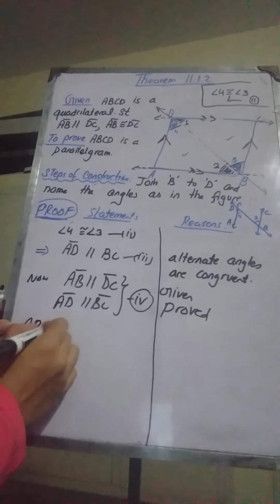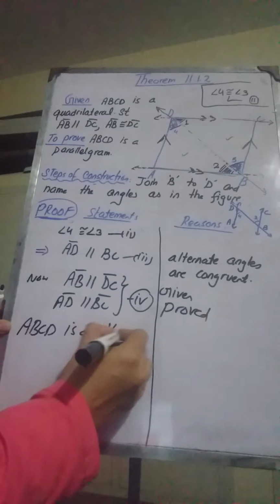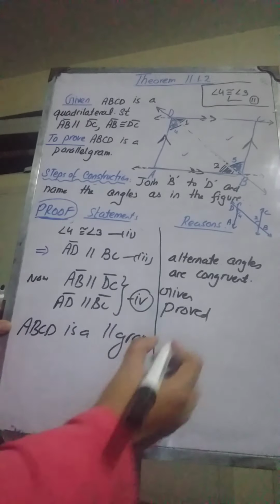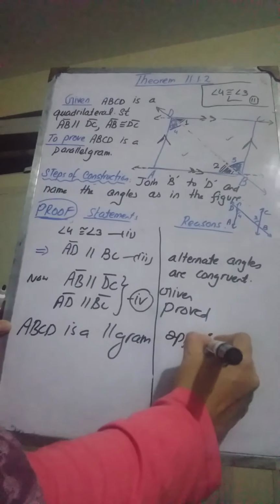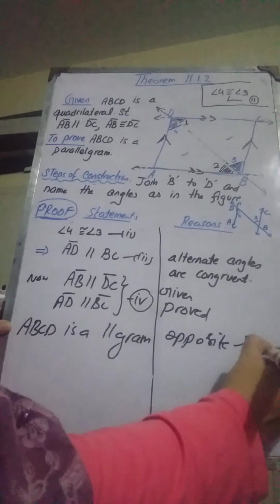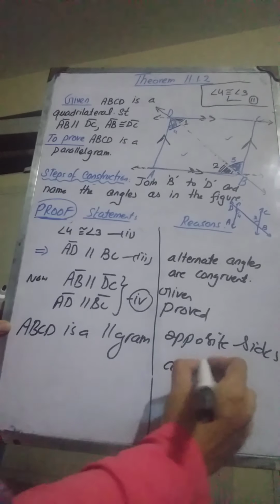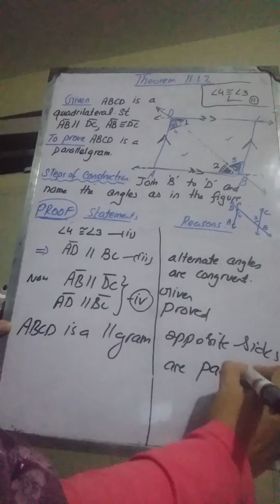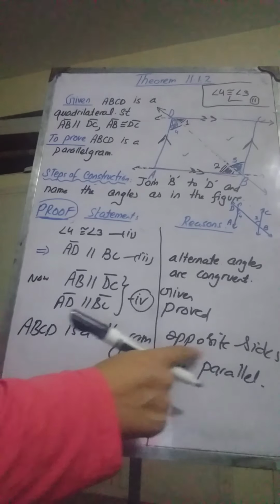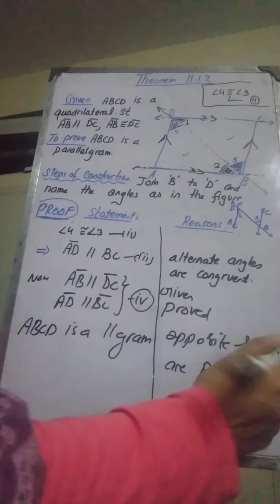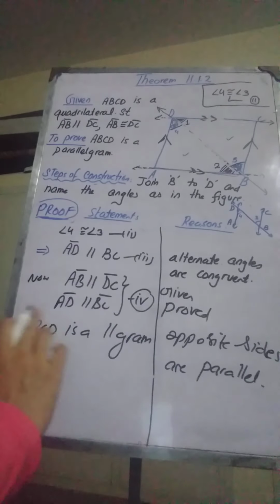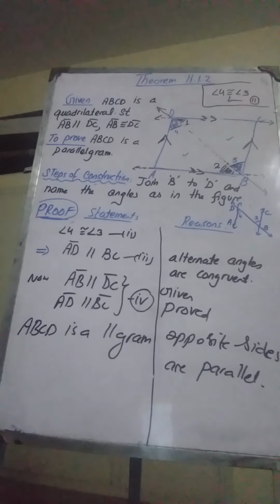Therefore ABCD is a parallelogram, because the opposite sides are parallel. Therefore this ABCD is a parallelogram, and this is all we had to prove in this theorem.